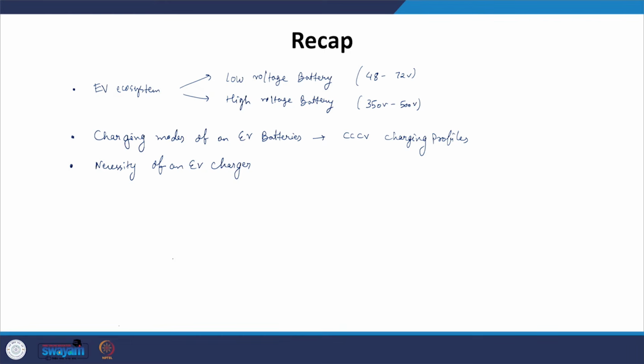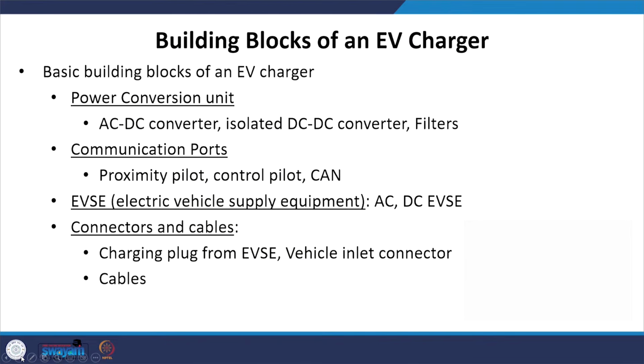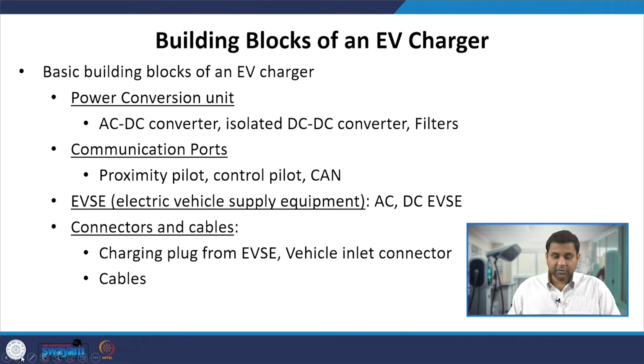So let us see what are the building blocks of an EV charger. Let us start with that. What are the different building blocks of an EV charger? Now, these are discussed from the top level. We will go into detail, in depth as we go along in this course.